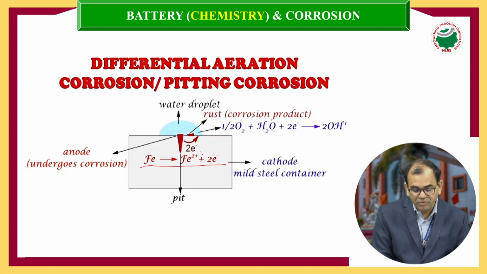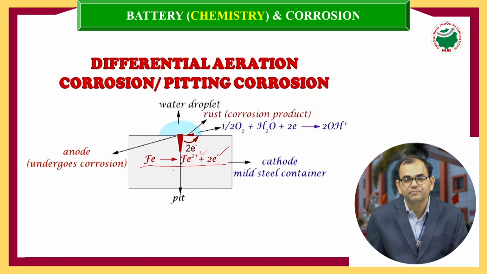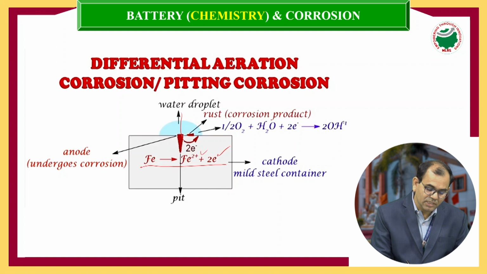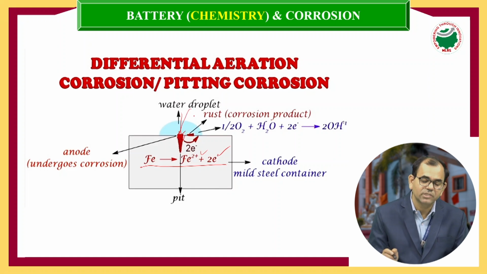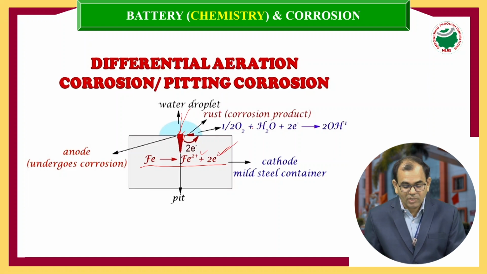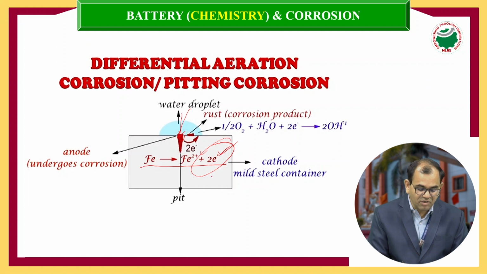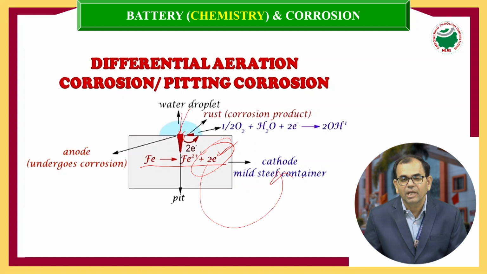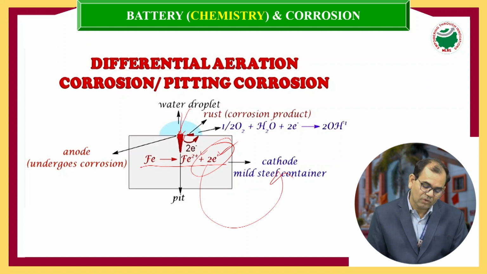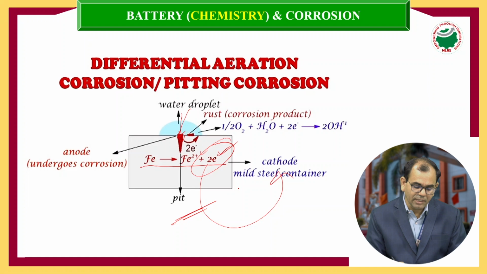Iron gives rise to Fe2 plus and 2 electrons, oxidation. Why? Because oxygen or moisture is sitting in the cavity, and finally it leads to oxidation. Oxidation is nothing but loss of electron. This electron further reacts at the cathodic part, leading to reduction, followed by corrosion at the pit portion, or cavity part, or hole part.